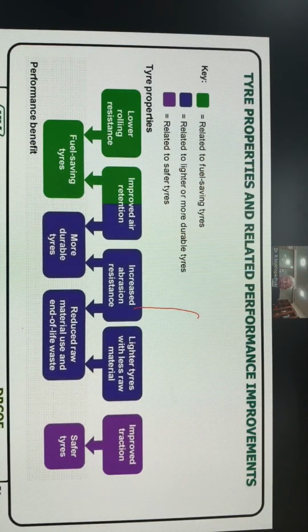Now, let me talk about how to approach the specialist for such requirements. Suppose you require a fuel saving tire, that means you require low rolling resistance and improved air retention. Very important. That means this is the pneumatic tire. With high inflation pressure or low inflation pressure, your rolling resistance will vary. Even for a more durable tire, you require improved retention or abrasion resistance. For environmental, reduce raw material, again durability, abrasion resistance, or a lighter tire, less raw material. Improve traction, safer tire. These are the requirements.